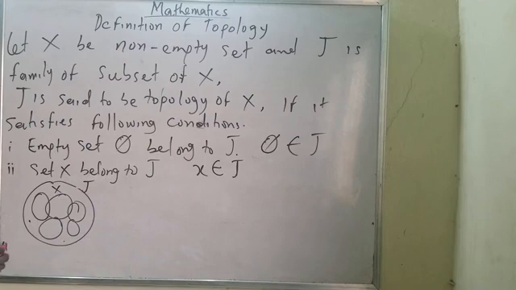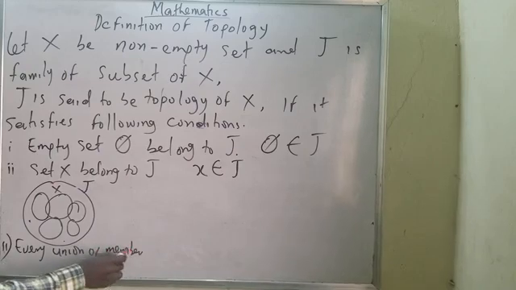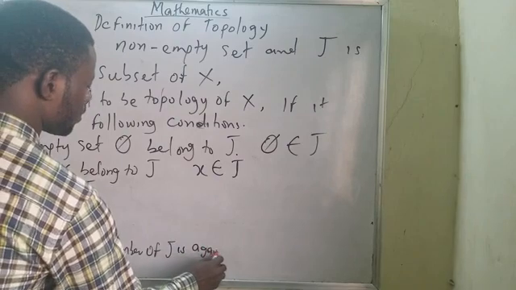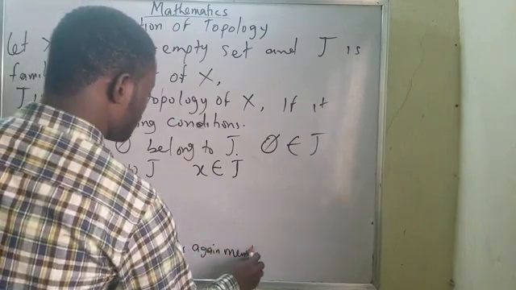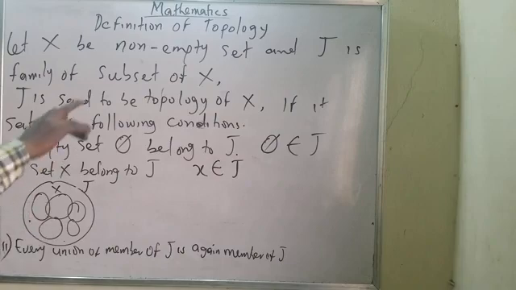And the third one: the union of any members of tau is again a member of tau. In the normal sense of set notion, what I'm trying to say here is that the union of a given collection of sets also belongs to tau. That is what I mean there, which is the third one.